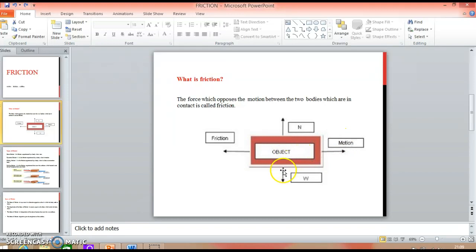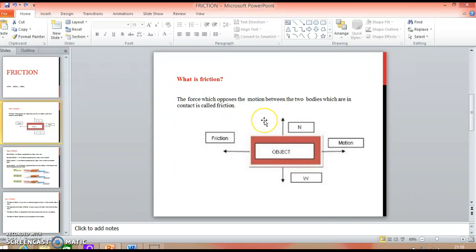object always acts vertically downwards. So for this action there is an equal and opposite reaction from the surface, that is the force N. This is called normal reaction, which opposes the weight of the body. And if the body is moving in this direction, the friction is a force which always opposes the motion. The friction will act opposite to the motion of the body.